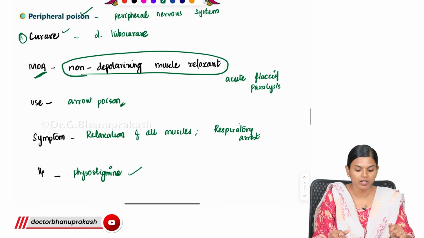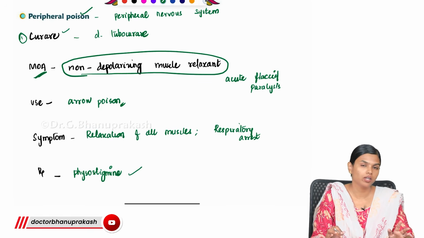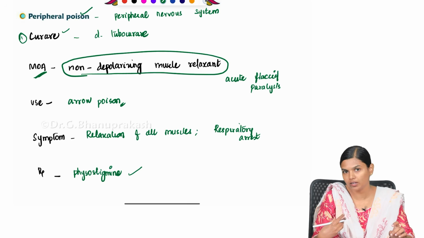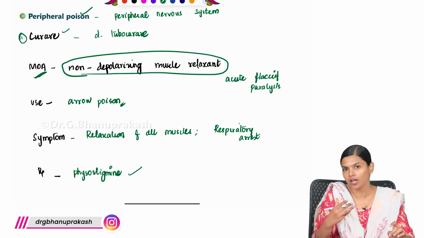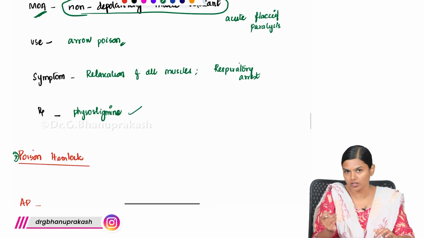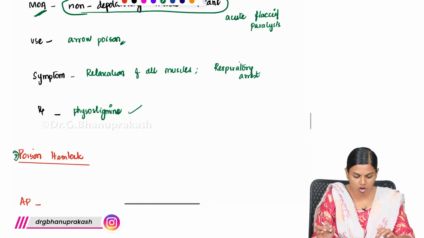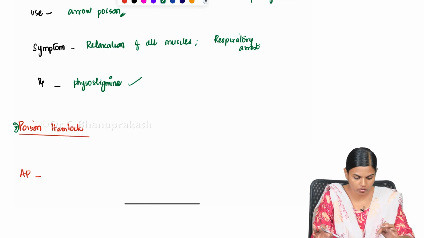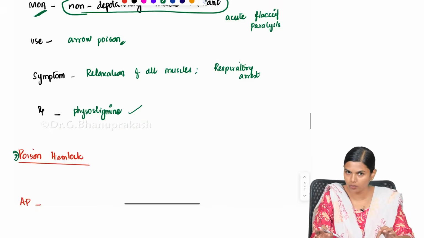So, curare is mainly used as an arrow poison to kill an animal during the hunt. If you ingest that animal, you will not get poisoned, but if you ingest the curare directly, you will get poisoned and you will have acute flaccid paralysis, eventually leading to respiratory arrest and death. The most common treatment is giving physostigmine to reverse its action. So, this is one peripherally acting poison.